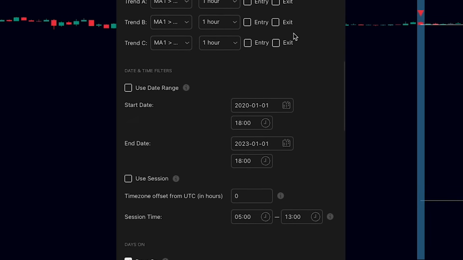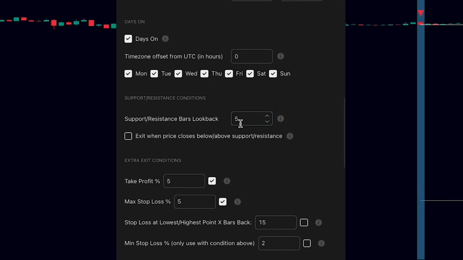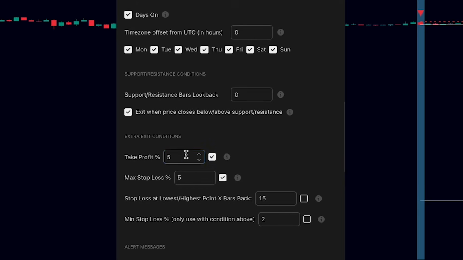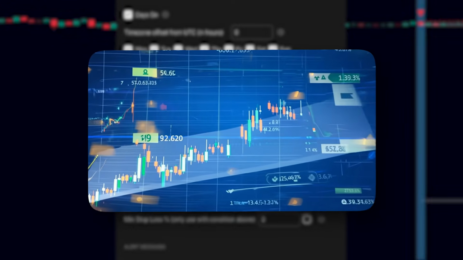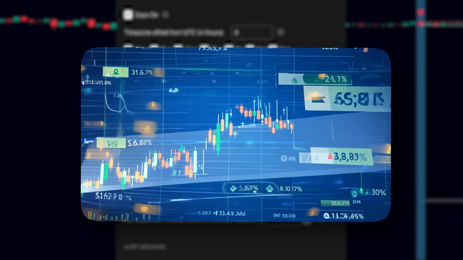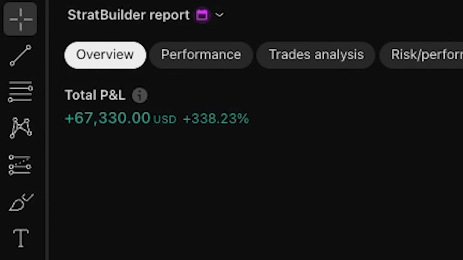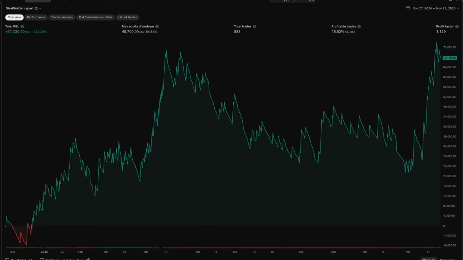So to do this on the strategy builder, we'll go down to support resistance bars look back and set that to 0, which means the resistance will be on the high of the current candle. And then check the box for exit when price closes below/above support/resistance. Since we're in a short, this will exit when we close above the resistance. Then let's try take profit and stop loss both at 1%. And if we do a backtest over the past year, which the strategy builder will do instantly, we see a total P&L of 338%, but not the cleanest equity curve.